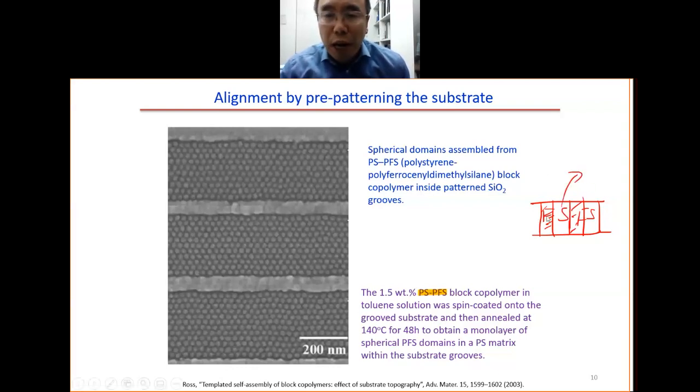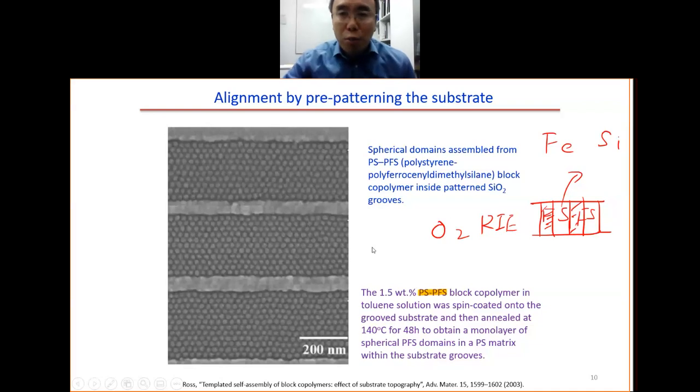So you leave behind the PFS pillars. This can be done by oxygen RIE process, oxygen plasma etching. Oxygen plasma etching can remove polystyrene easily, right? But this one, PFS, polyferrocenyldimethylsilane, has the ferrocene, that is, it contains iron. And it also has silane, so it also contains silicon. So when the block contains iron and silicon, the oxygen plasma will not etch it away. It will be left behind. This is the pre-patterned substrate.